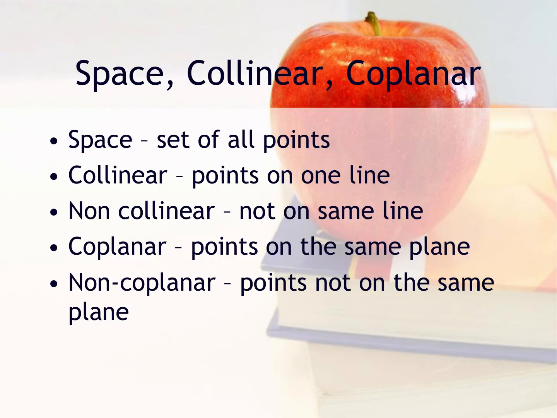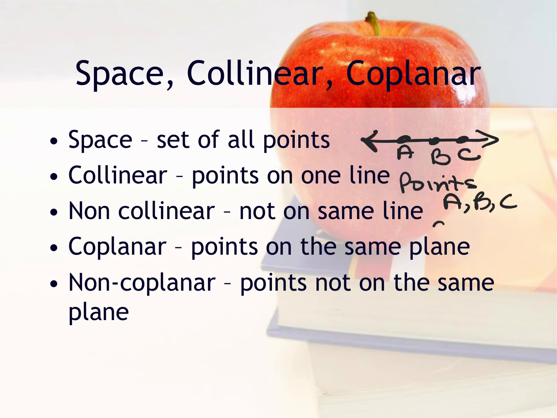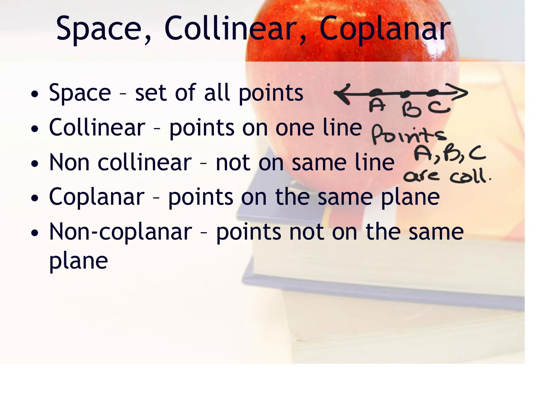The next slide is space, collinear, and coplanar. The definition of space is just the set of all points. Collinear means that all the points are on one line. So if I were to draw a line here and add some points to it, A, B, C, I could say that points A, B, and C are collinear because they are all sitting on the same line.